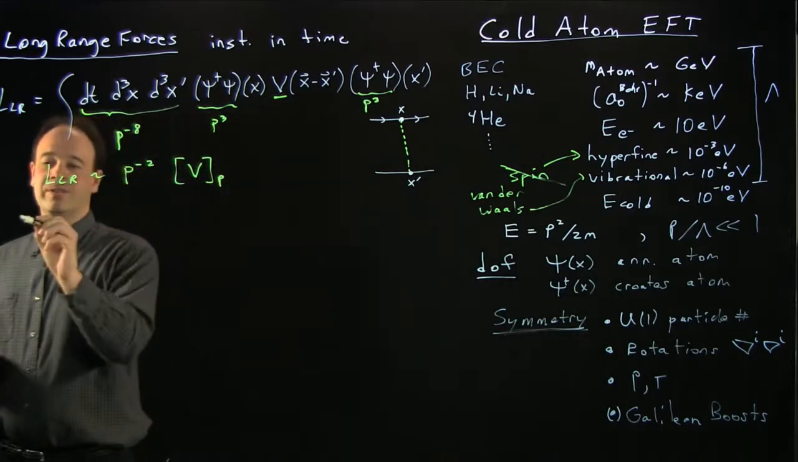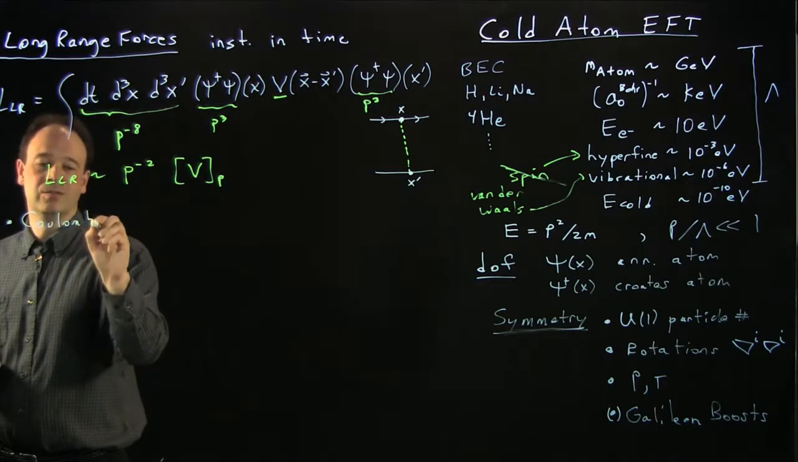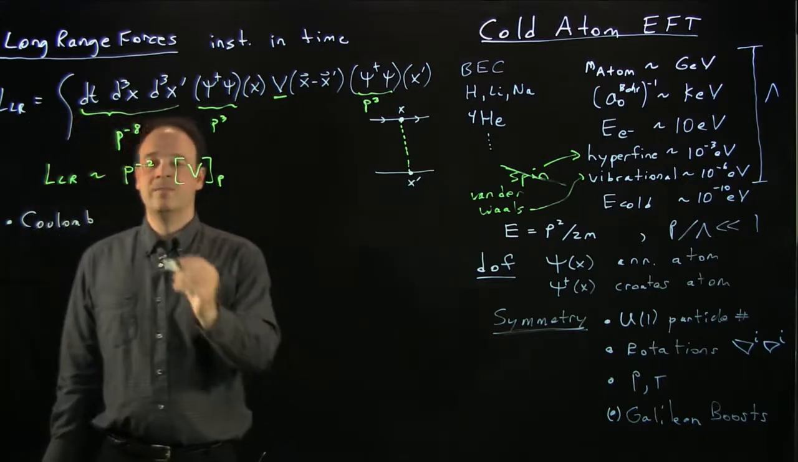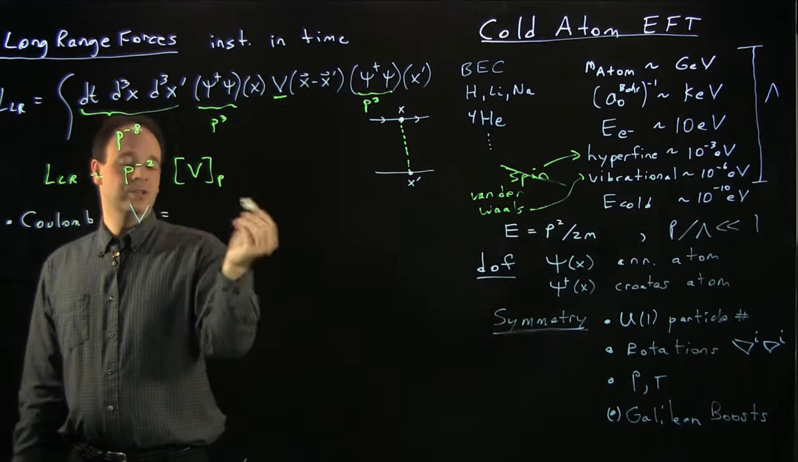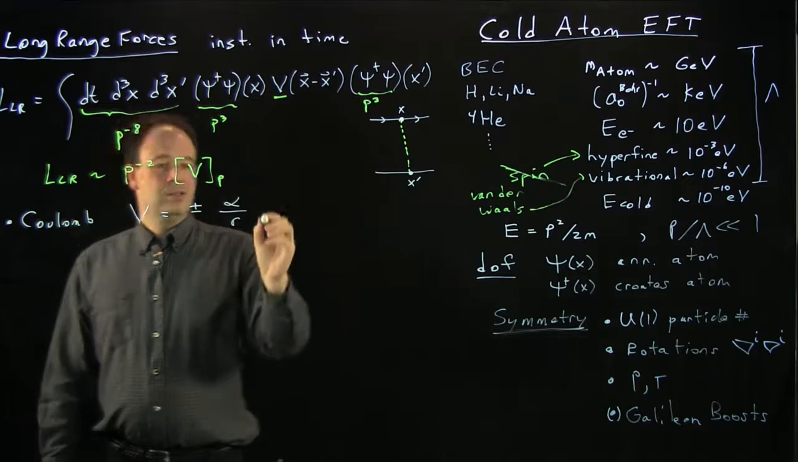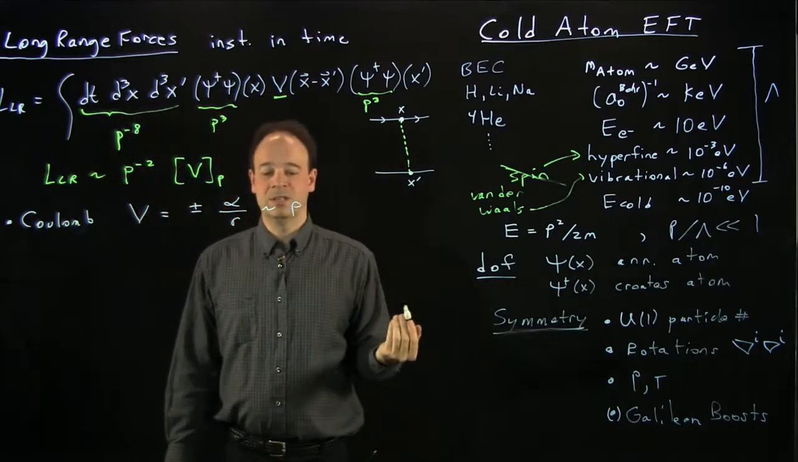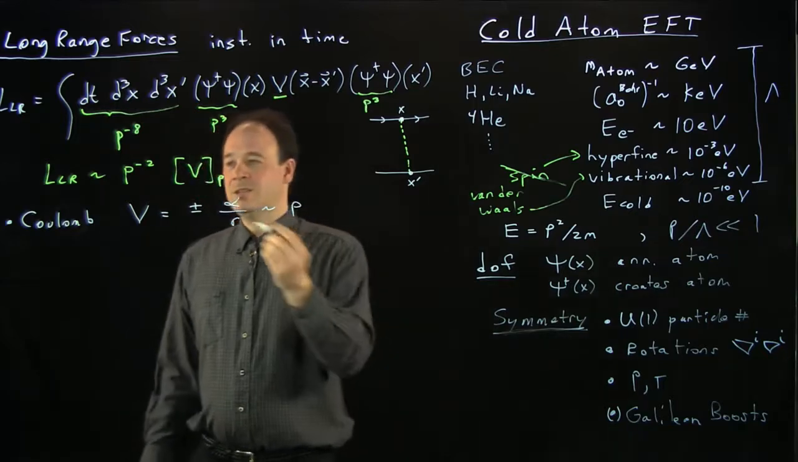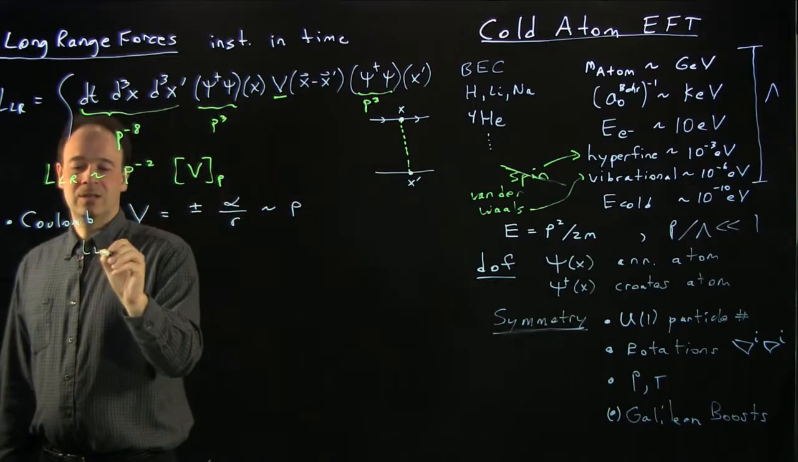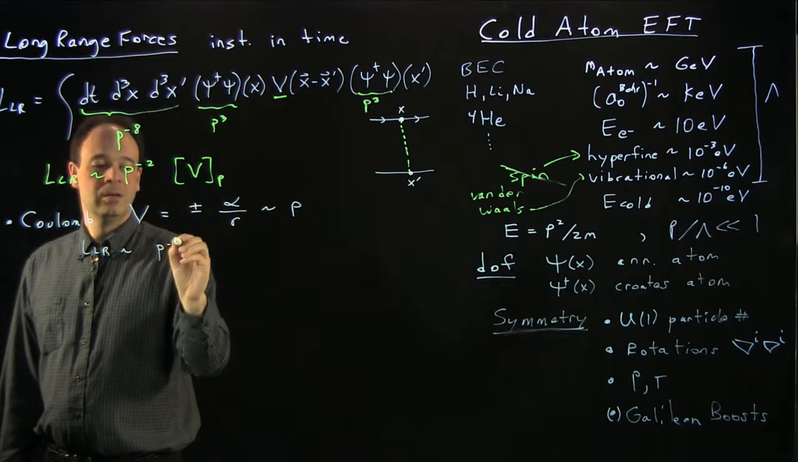So if there is something that's charged in the system, then, in some sense, the simplest long-range force is Coulomb. So let's start there. The Coulomb force is a potential that goes like 1 over r, and it could be attractive or repulsive. So the V is scaling like p. 1 over r scales like p. And that tells us that the L long range in this case is p to the minus 2 times p, which is p to the minus 1.